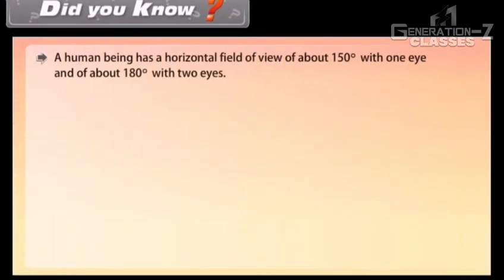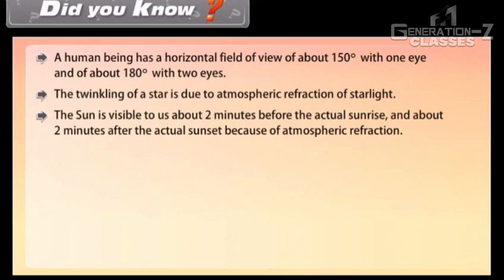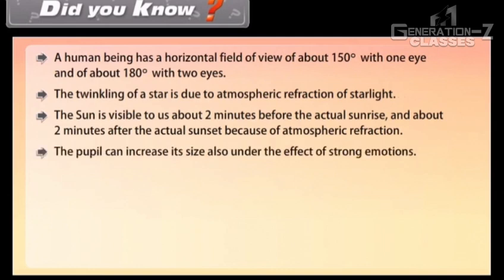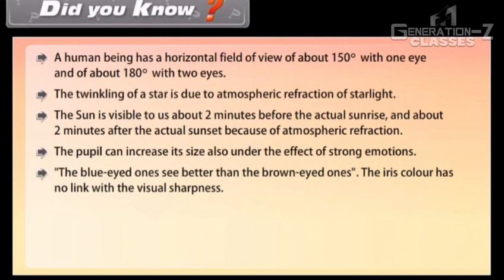Did you know? A human being has a horizontal field of view of about 150 degrees with one eye and of about 180 degrees with two eyes. The twinkling of a star is due to atmospheric refraction of starlight. The sun is visible to us about 2 minutes before the actual sunrise and about 2 minutes after the actual sunset because of atmospheric refraction. The pupil can increase its size also under the effect of strong emotions. The blue-eyed ones see better than the brown-eyed ones. The iris color has no link with the visual sharpness.